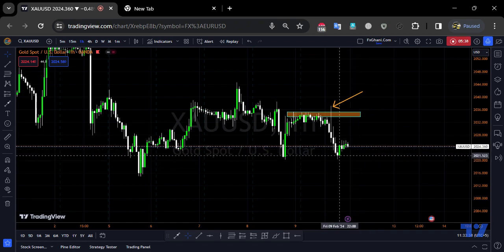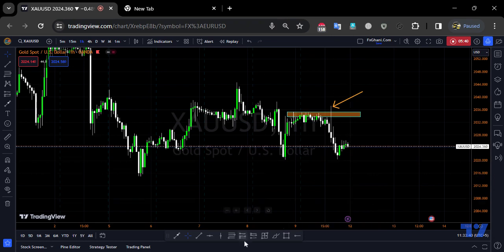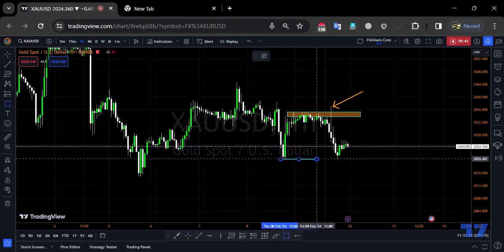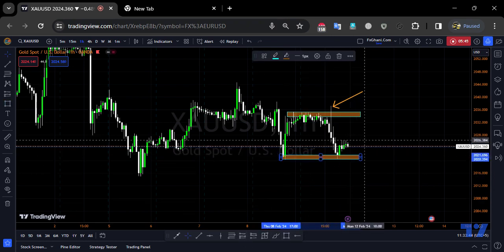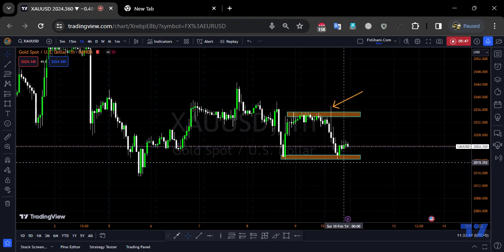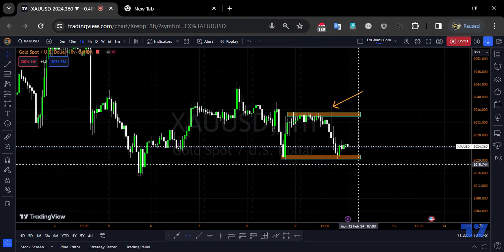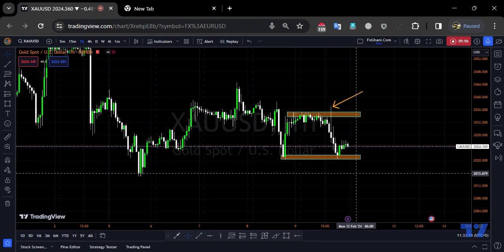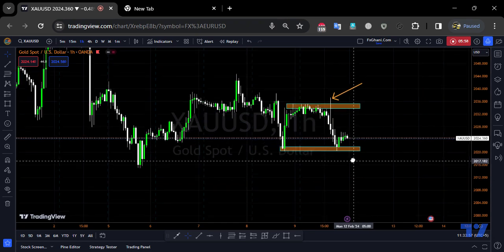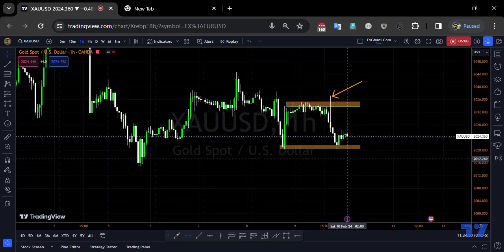We will wait for a break of the support level. This is our support level, a very small support level. Whenever price breaks this, with a liquidity sweep in the background, you can enter a sell trade with proper confirmation, and you can hold your trade long term in gold sell in the H1 time frame.